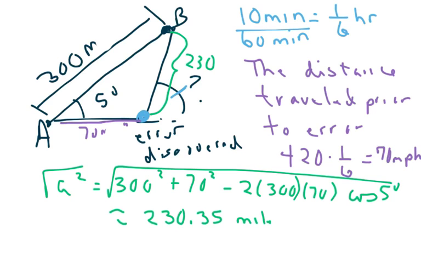Now, we're going to find beta, which is here, and we're going to do that on the other side. 230.35 here. We almost have everything filled out. So to find beta, I'm going to use the law of sines. I'm using the law of cosines and the law of sines. You could probably use the law of cosines if you wanted, but I'm going to use the law of sines.